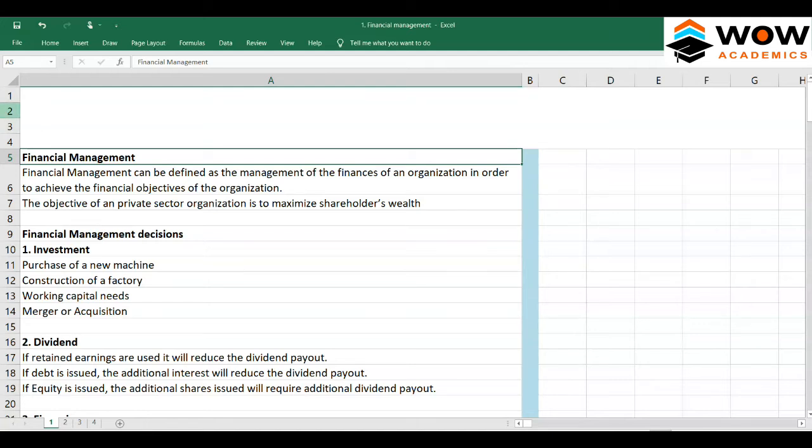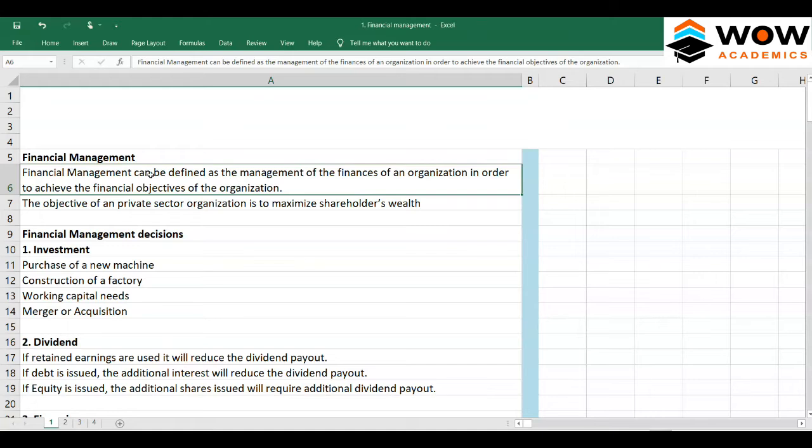As the definition tells you here, financial management can be defined as the management of finance of an organization in order to achieve the financial objectives of the company. Every company has a financial objective, like increasing the share price, increasing the profit, decreasing the debt equity ratio, like that. Every company has its own goals. So financial management as a subject helps a company achieve its financial objectives. The objective of a private sector organization is to maximize the shareholders' wealth.